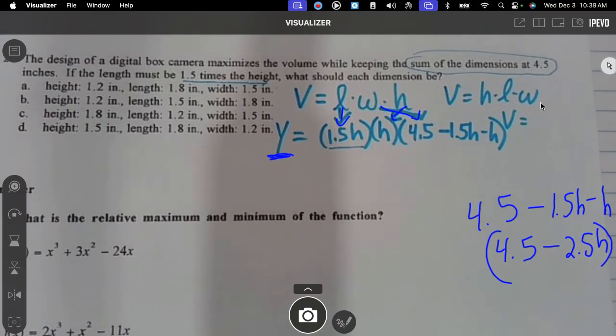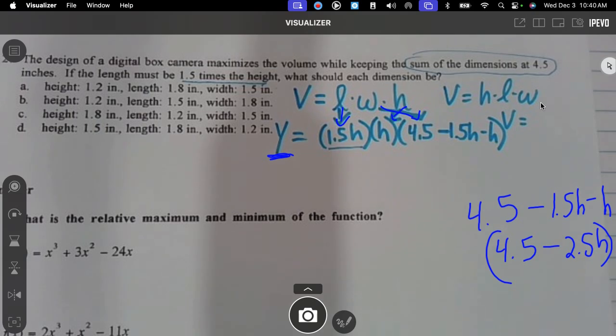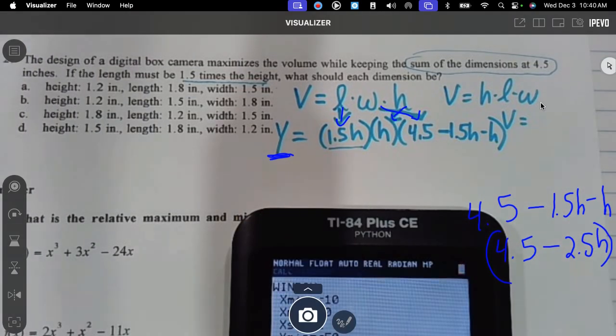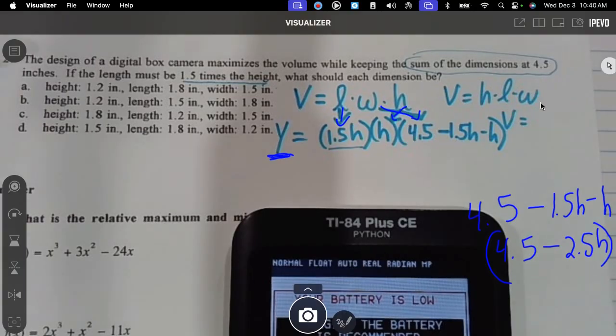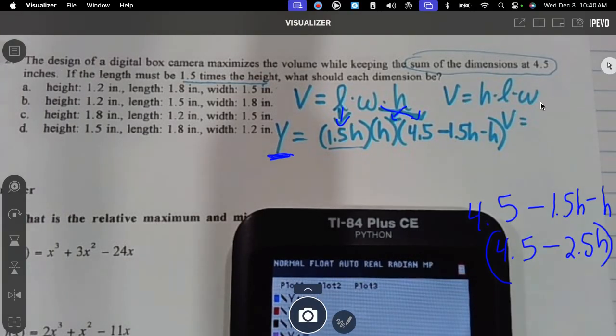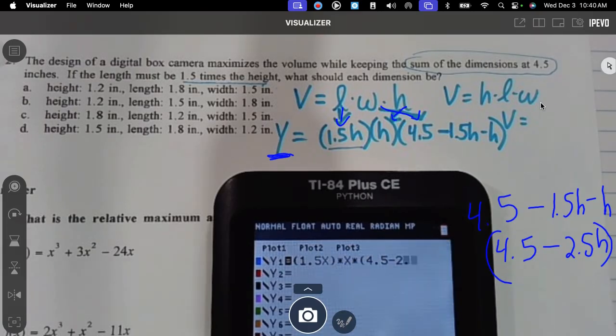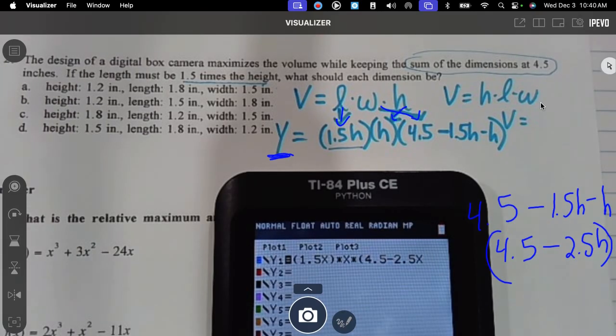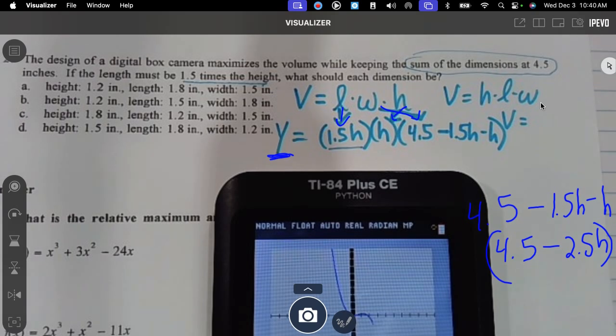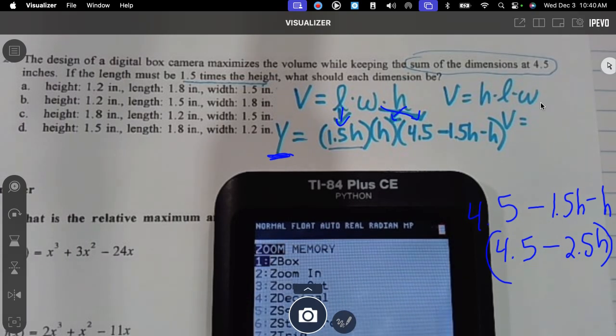Okay, so if you type that in, it says we're going to maximize the volume. So let me, how am I on time? I'm getting close. 5, 6 minutes. Okay. What do I have? 1.5h, or x, whatever, times x, times 4.5 minus 2.5x. You didn't have to put the minus 2.5. You could have put minus 1.5x minus x. Okay. And then I graph. Let me zoom 6.